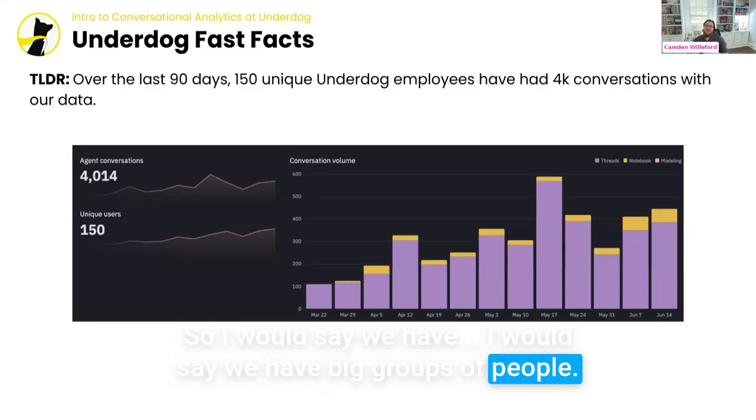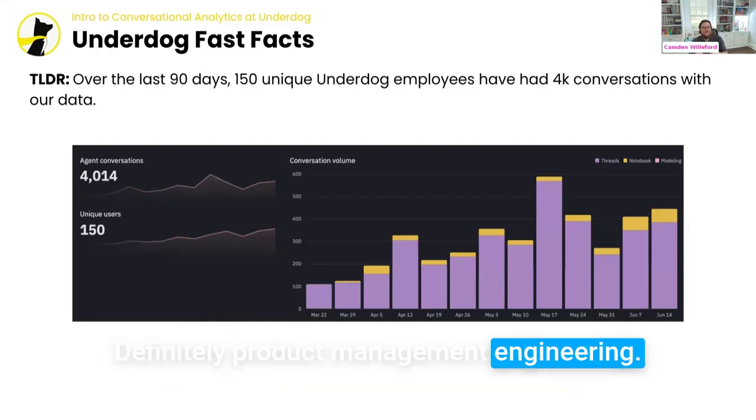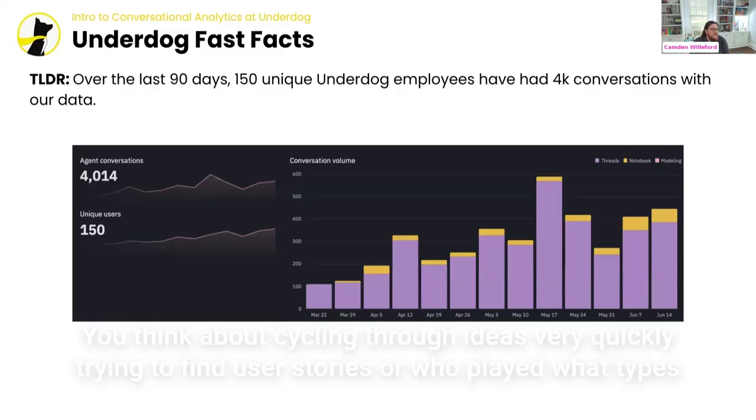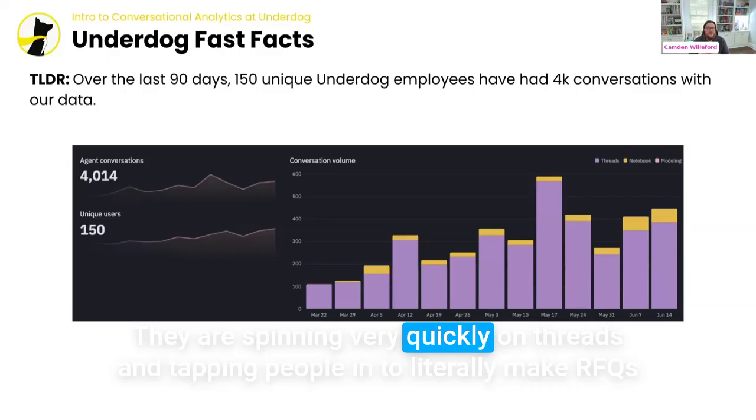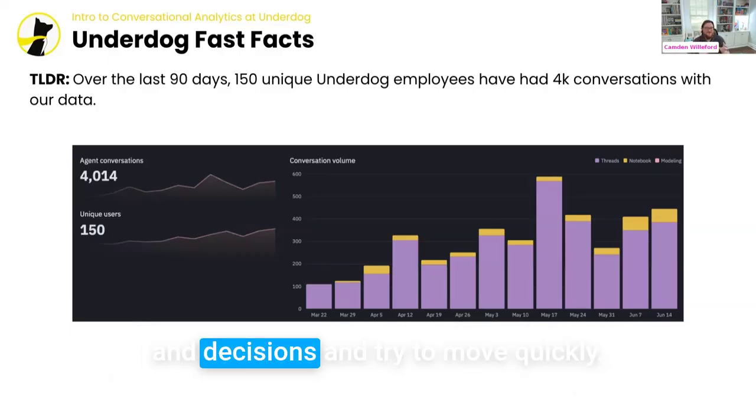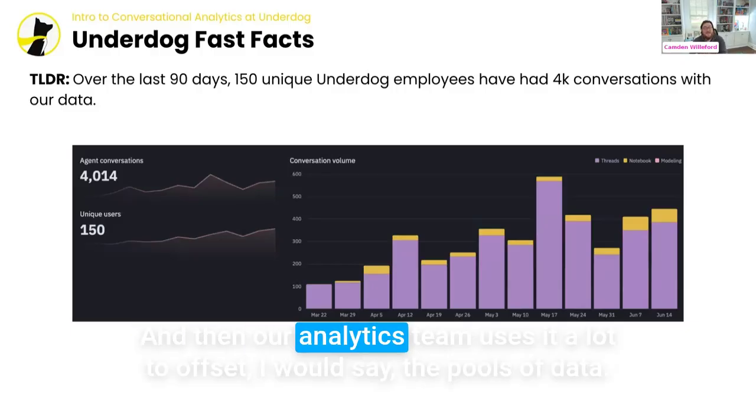I would say we have big groups of people. Definitely product management and engineering. You think about cycling through ideas very quickly, trying to find user stories or who played what types of games, what types of sports, what are they doing? Them, and then I would even say marketing. They are spinning very quickly on threads and tapping people in to literally make RFQs and decisions and try to move quickly. And then our analytics team uses it a lot to offset, I would say, the pools of data.